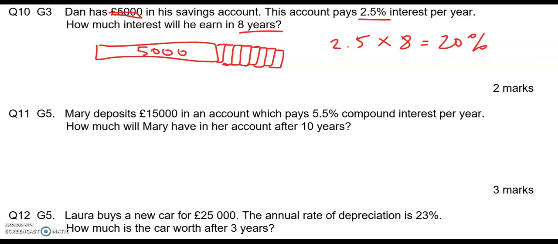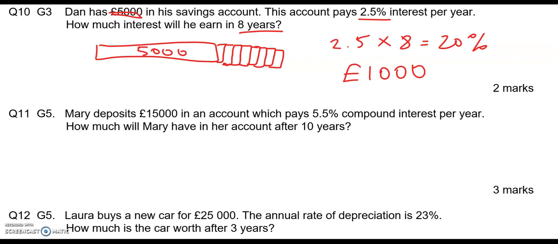So what is 20% of 5,000? And you can find 20% in a range of ways. The one that I've chosen is by dividing it by 5, because there are 5 20% in 100. So we get 5,000 divided by 5 gives us £1,000. So that is the interest that he's going to earn in 8 years.